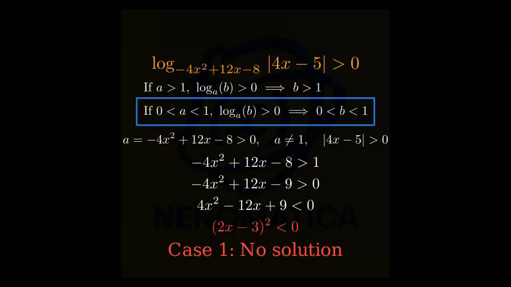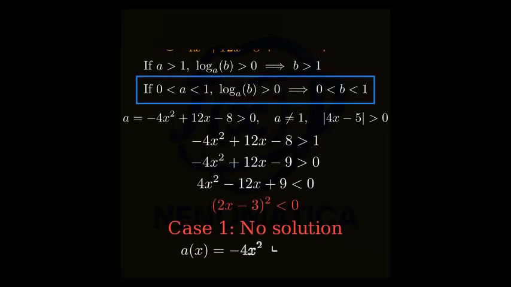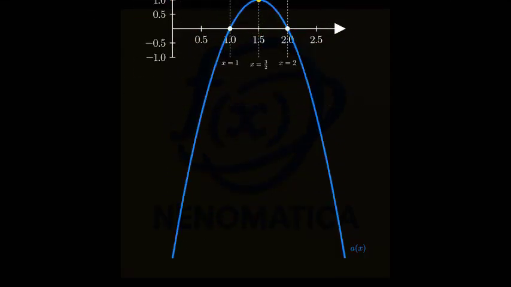Next, find where the base is valid. Let a of x equal negative 4x squared plus 12x minus 8. We will sketch a of x to see where it is positive and where it equals 1.